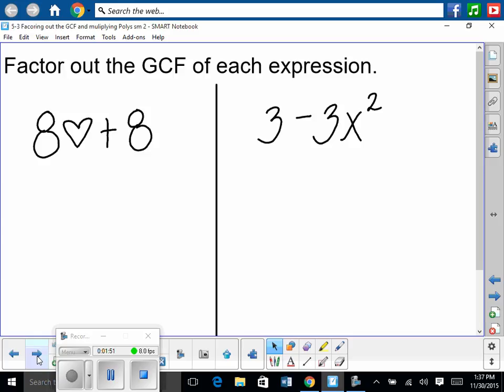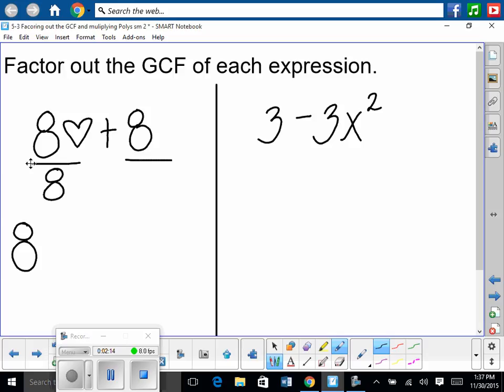Pay very close attention today, you guys. All right, so 9 heart plus 8. There are two terms in this, 8 heart plus 8. There are two terms in this binomial. What's in common? 8. So we're pulling out an 8. Now when I say we pulled it out, what we technically did was we divided it out. So we were not able to pull out everything. So what we did though was we pulled out an 8, meaning we divided an 8 out of each term. So we're going to put a parentheses and write what's left in each term.